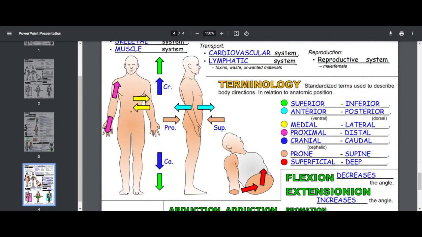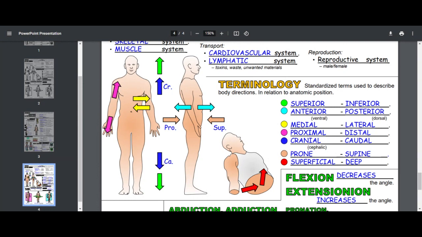So let's have a look at the first arrows that we had. Arrow pointing up was our superior. Arrow pointing down was our inferior direction. Everyone good with those? Anterior to the front and posterior to the back. Then I have the medial line and lateral line with yellow arrows. Again, this is just how I would think of it, how I would study it. It doesn't mean that it's a good way of learning. I'm just trying to give you ideas how you can learn.